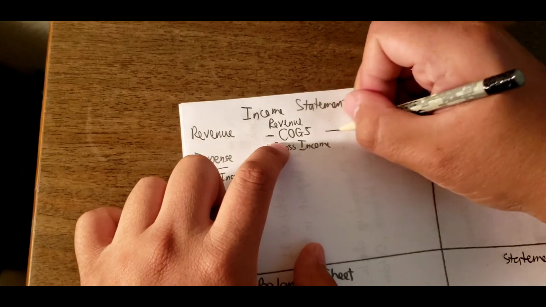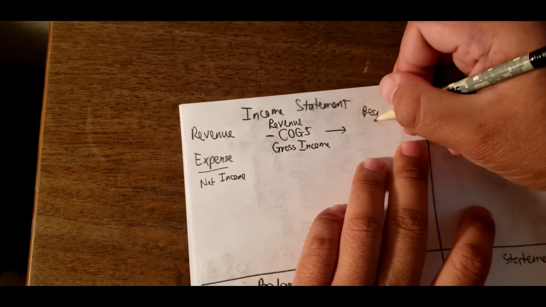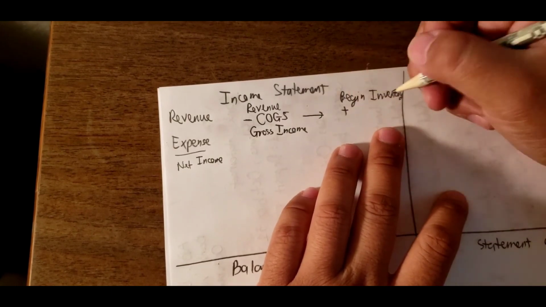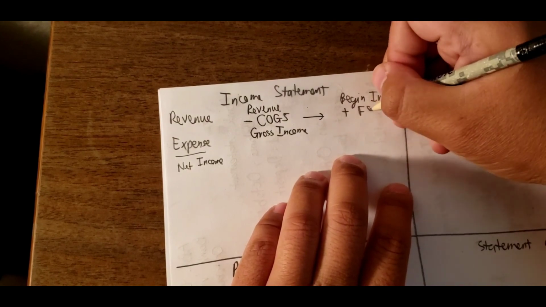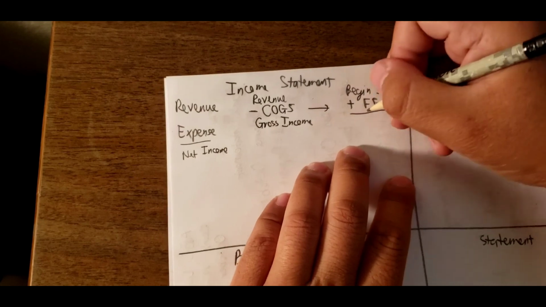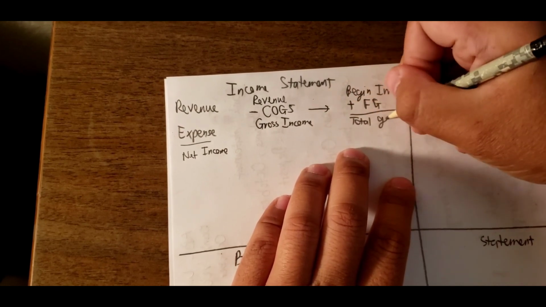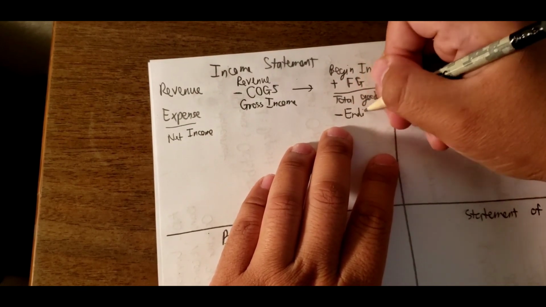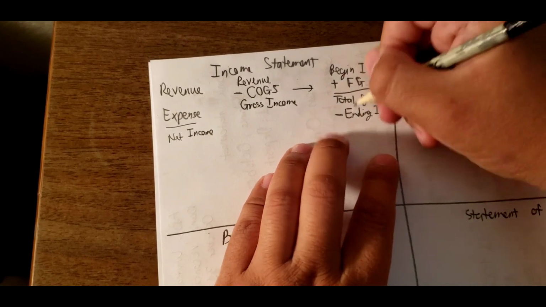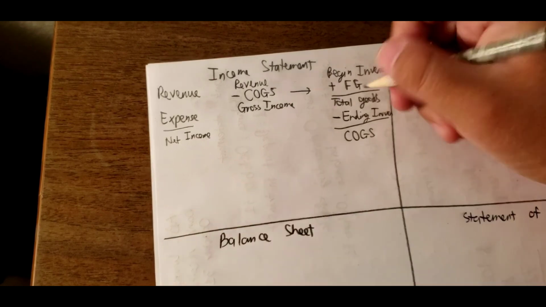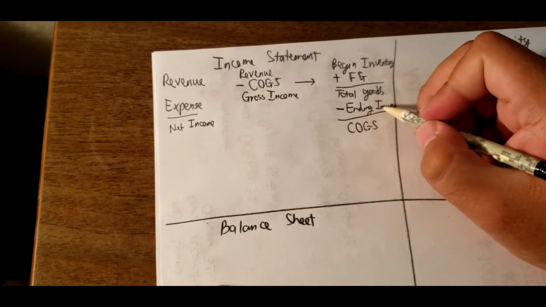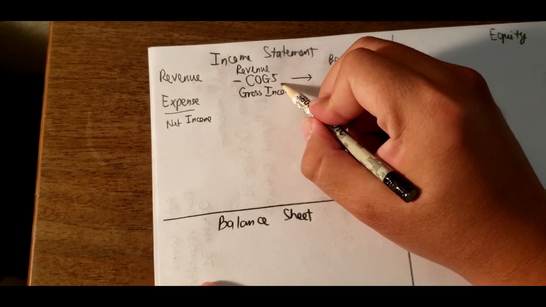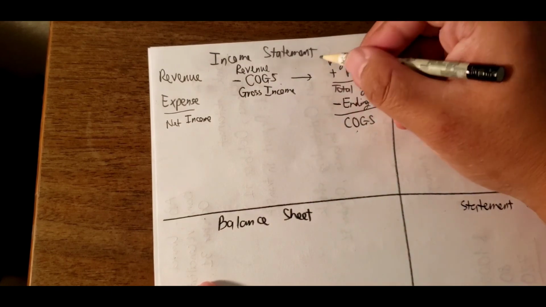We know that cost of goods sold is calculated from beginning inventory plus finished goods. We have total goods, then we minus ending inventory, so that we have cost of goods sold. Because cost of goods sold is about the available goods for sale, that's why we calculate cost of goods sold with this basic formula.